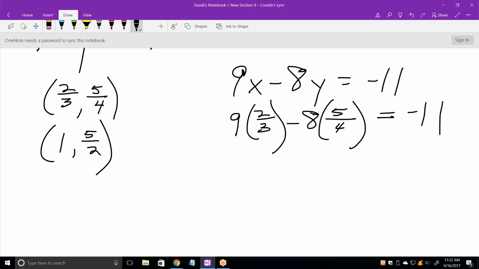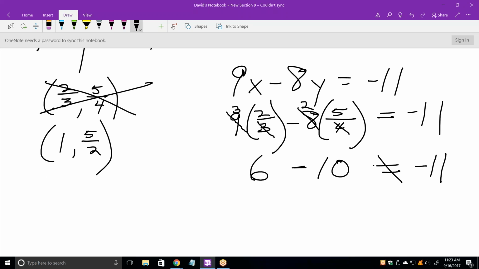I've got a 9 here and a 3 there. Well, that 9's in the numerator. The 3 can go in the 9 3 times, so we just get 6 minus. Exactly, 6. And then the 4 can go in there 2 times. So we just get 6 minus 10. Yeah, and that is not equal to minus 11. So that's not a solution.